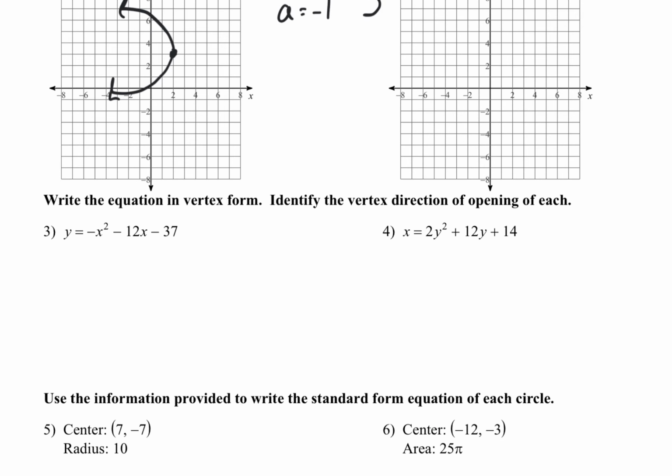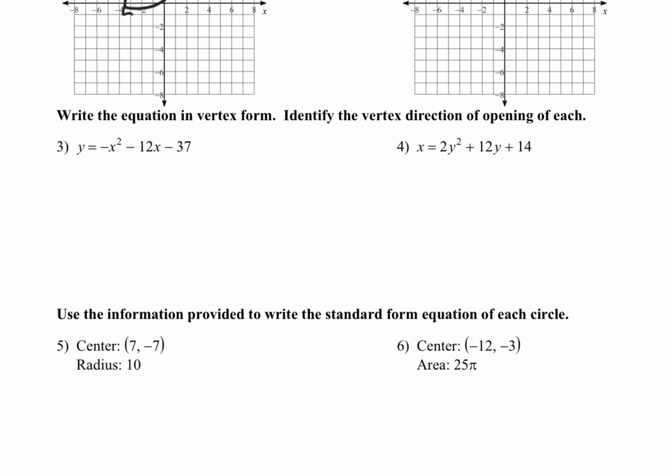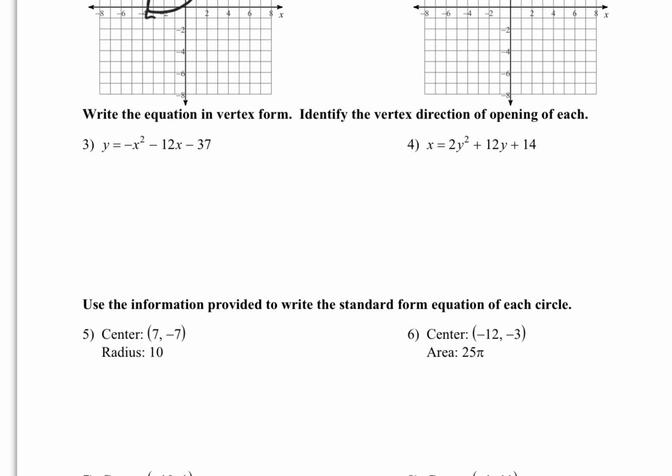Number 4 is the one we'll do next. It says write the equation in vertex form, identify the vertex and the direction of opening of each. So in this case, we have to complete the square because it's not in the correct form. So remember, we always want our a value to be positive. Again, we're doing number 4. We want our a value to be positive, and we want it to be 1.